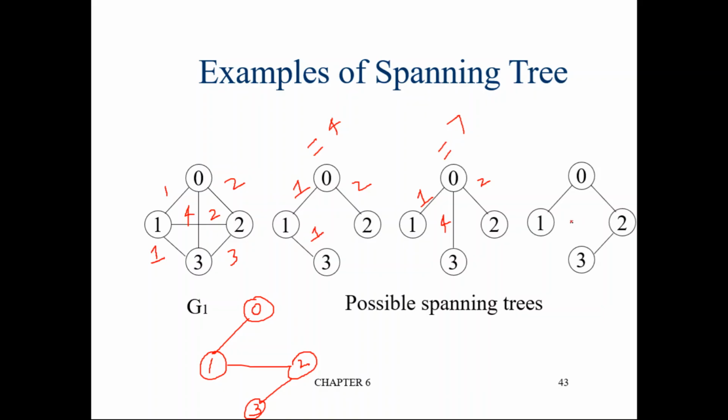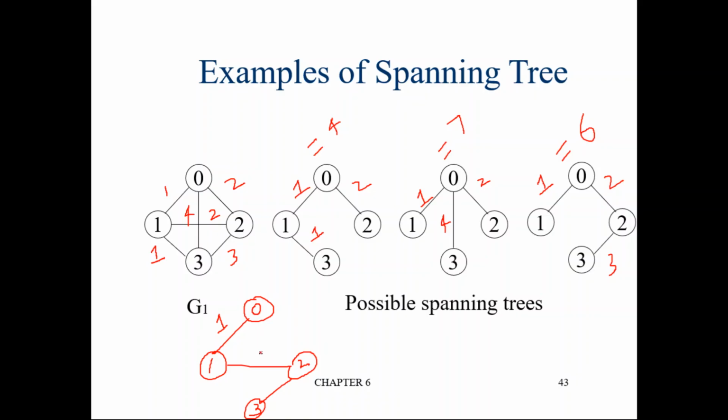If you take this spanning tree, 0 to 1 is 1. 1 to 2, or 0 to 2, is 2. 2 to 3 is 3. 3 plus 2, 5. 5 plus 1, 6. So the cost of this spanning tree is 6. If you take this spanning tree, 0 to 1 is 1.